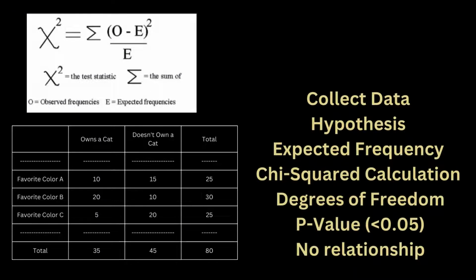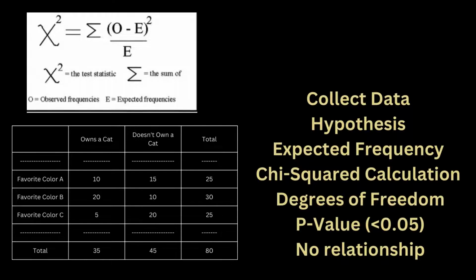Let's say we want to find a relationship between favorite color and people who own a cat or not. So we collected the data based on the contingency table. So you have the owns a cat or doesn't own a cat, the two columns, and then each row represents a favorite color A, B, C. So then we generate the hypothesis. In this case, the null hypothesis will be there is no relationship between favorite color and owning a cat. And the alternate hypothesis will be there is a relationship between favorite color and owning a cat.